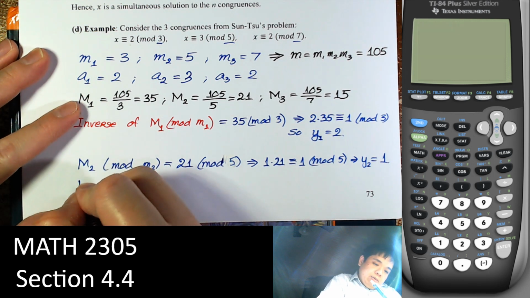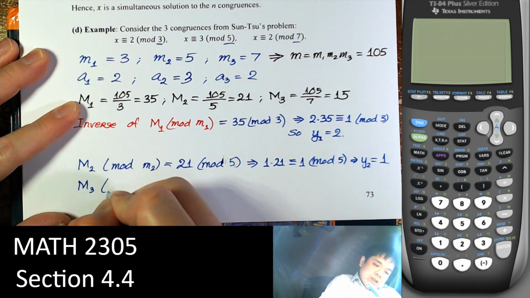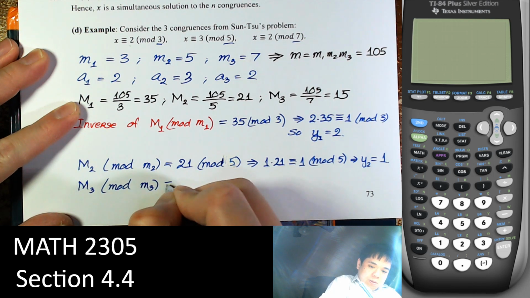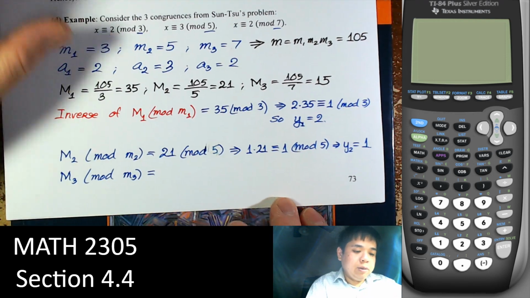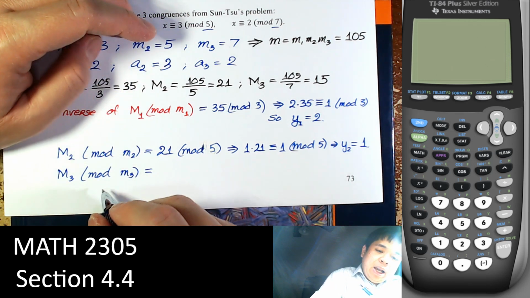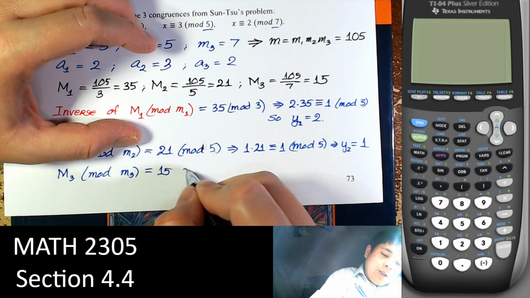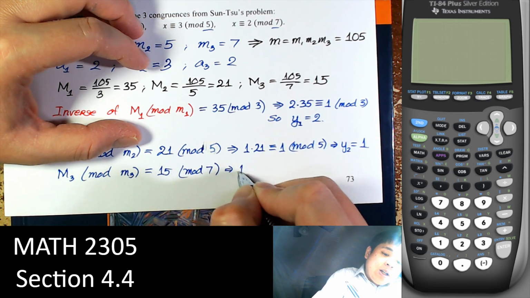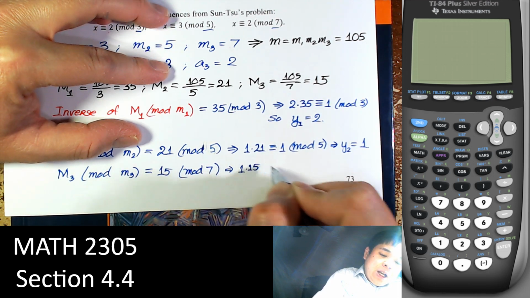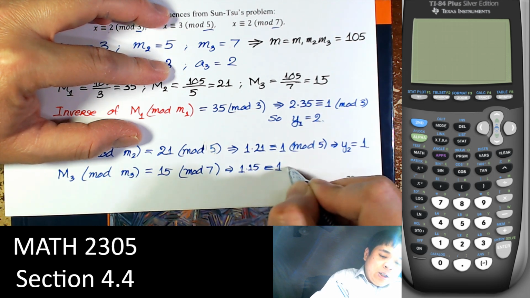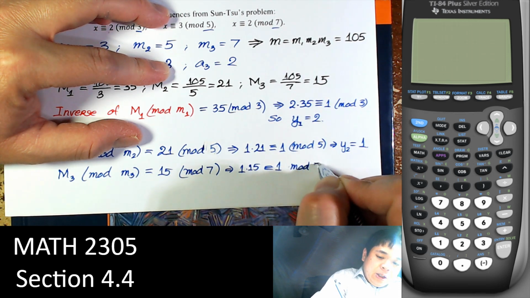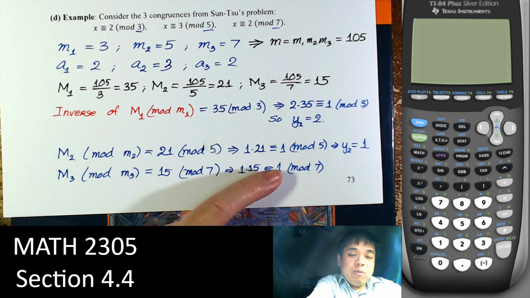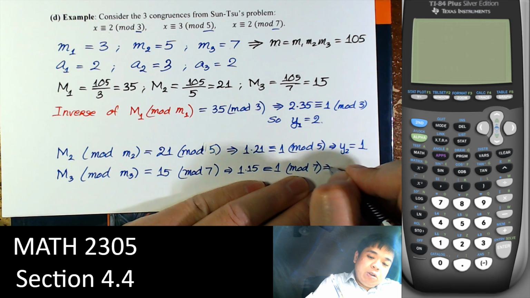Now we have M3 mod little m3, big M3 is 15 mod 7. Luckily 1 times 15 is 15, and that is congruent to 1 mod 7. Right, 15 divided by 7 is 2 remainder 1. So remainder 1 is good, which means we found the inverse.